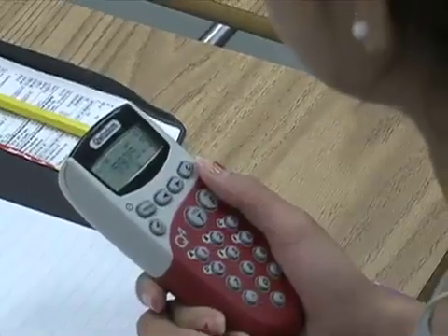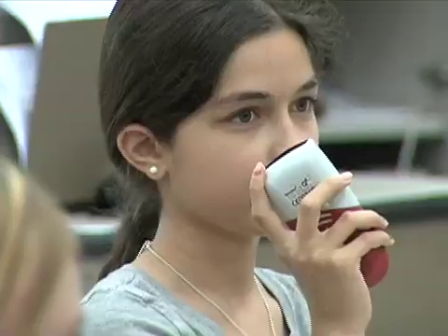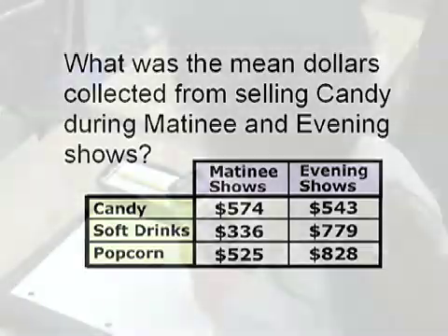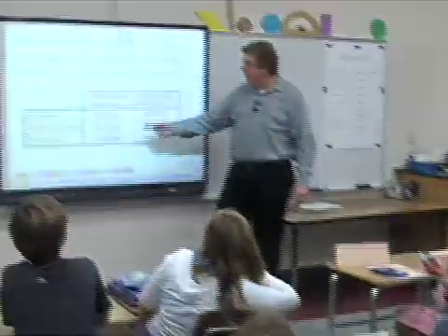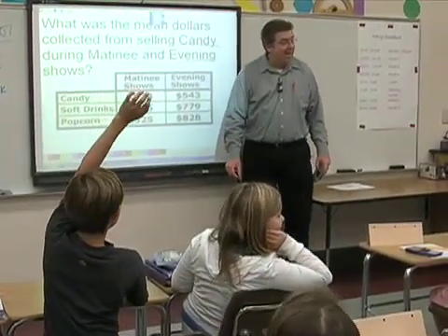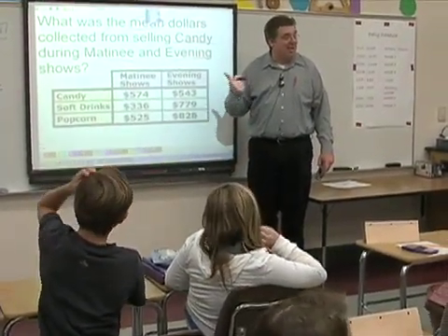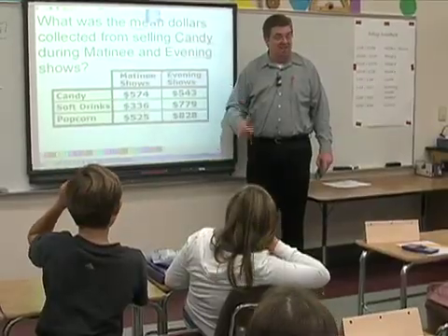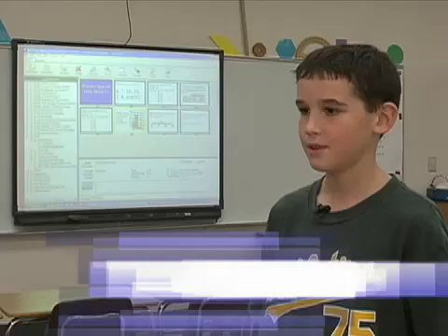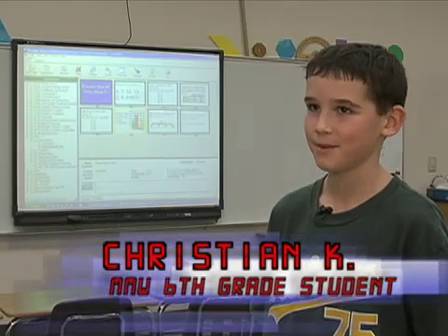You want to find the mean from selling candy during matinee and evening. How many of you added all 6 up and divided by 6? Well, yeah. That's why when you look at how many got it right, it's just ugly. It's pretty cool because you can see what you got wrong. It's nice to see what you got wrong and what you can improve on.